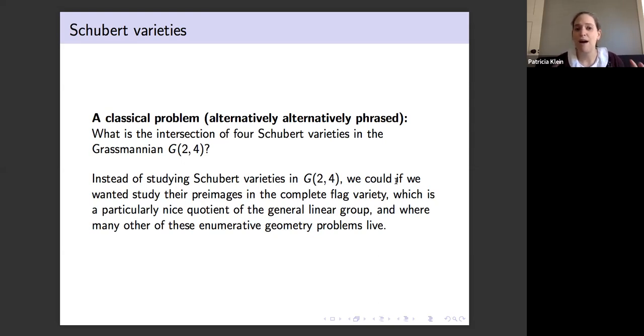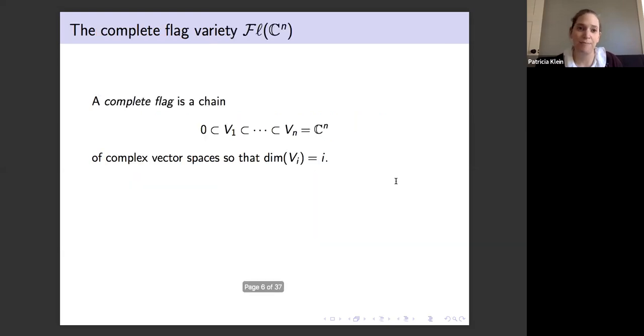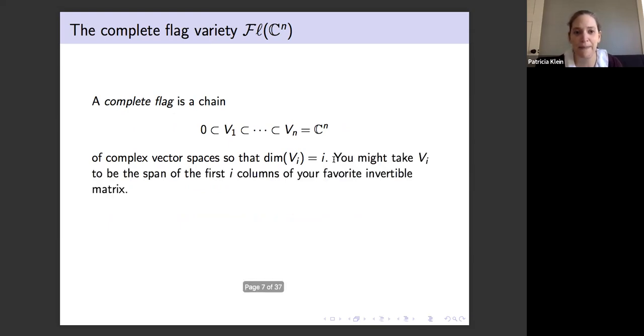So we can lift these varieties that we'd like to intersect back up to the complete flag variety. What is that? That's where questions like this live. A flag is a chain of vector spaces, chaining up to n-dimensional space, and I have n vector spaces, and they're strict containment, so we increase in dimension by 1 each time. Equivalently, the dimension of each V_i is i.